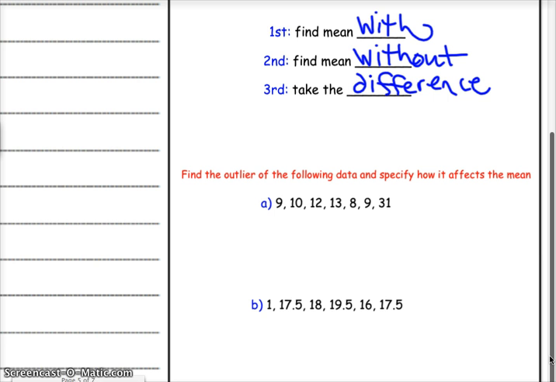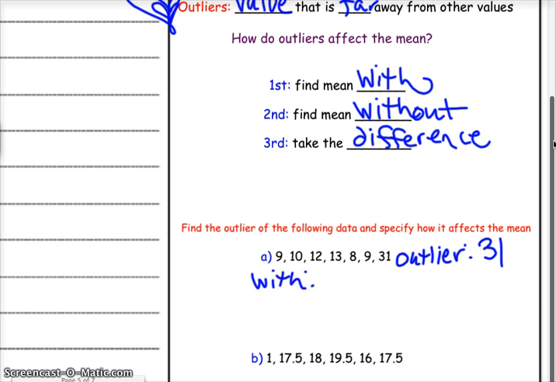Okay, looking at this first data set, what's the outlier here? 31. So the outlier would be 31. Let's see, because it's far away from all the numbers. The numbers seem to be smushed together, and it's far away, okay? Let's see how it affects the mean. We got to find the mean with it. So we're going to add all the numbers up. Okay, so the sum with it is 92, and you would divide by 1, 2, 3, 4, 5, 6, and 7. And you get 13.1.